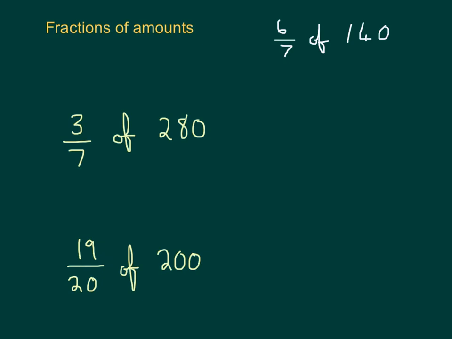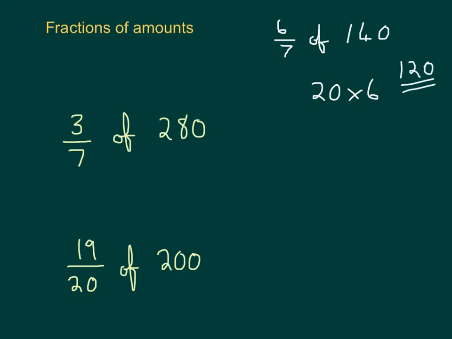Now, finding equivalent fractions is very similar to finding fractions of amounts. If I'm trying to find 6/7 of 140, I would split the 140 into 7 pieces, each piece of course being 20, and then I would need 6 of them, so I've got 6 of those 7ths. 20 times 6 would be 120.